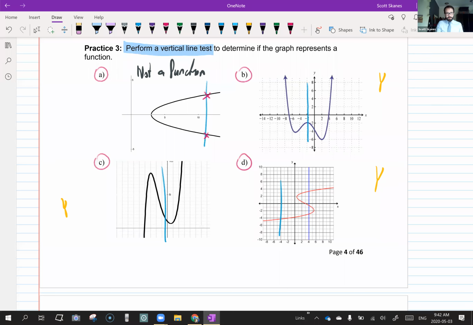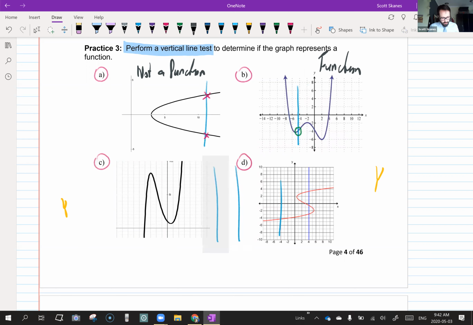The test is one point, right? Let's check this one. No matter where I put it, it only touches once. So one is good. This is a function. So whoever said yes for this one, you're correct. This one, by the same idea, is a similar function. No matter where I put it, it only touches once. That's a good thing. That means it's a function.